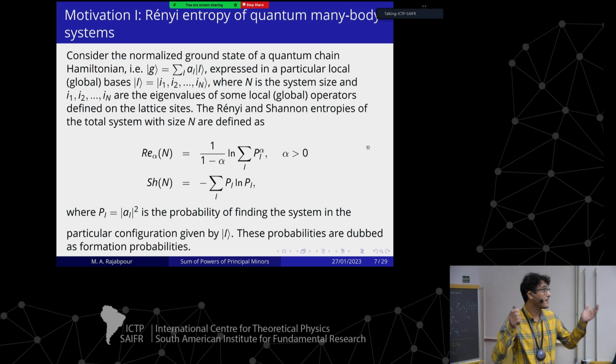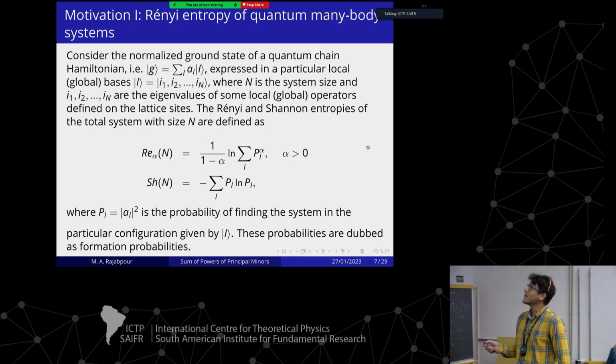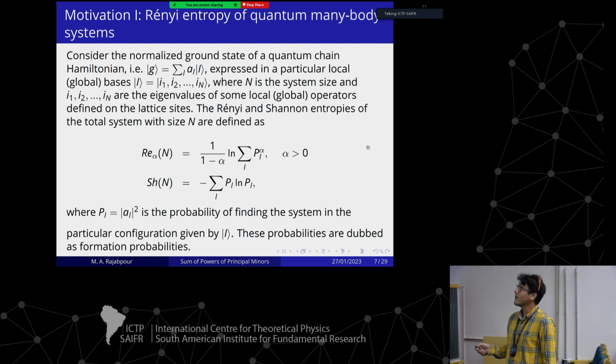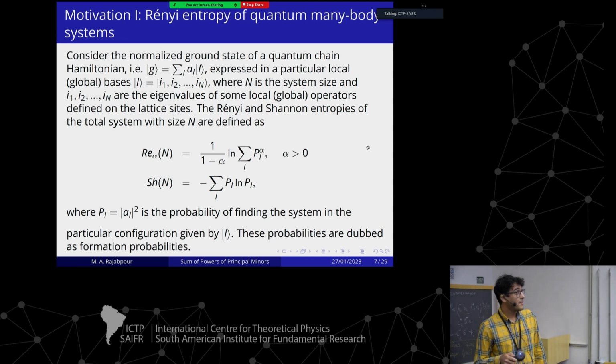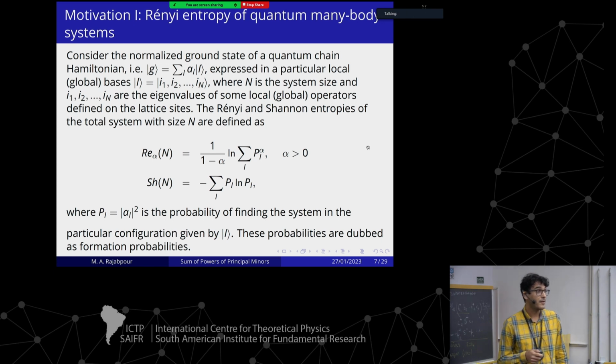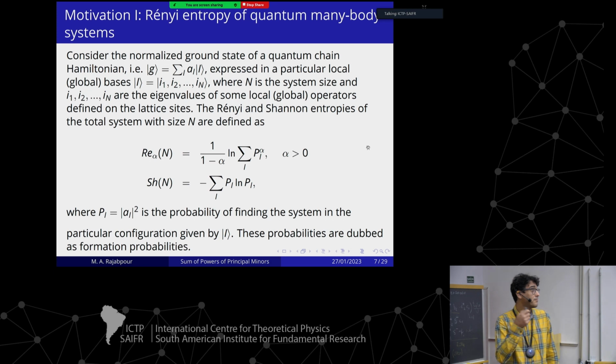You have a crazy ground state or whatever, and then you just take the probability of each of these configurations, and then you just calculate this. So basically, this is just the diagonal elements of the density matrix written in a local basis, or the basis that you are interested in. So very simple.